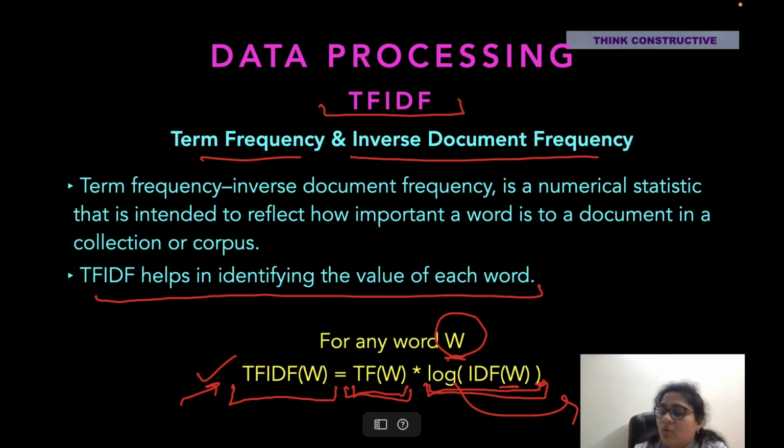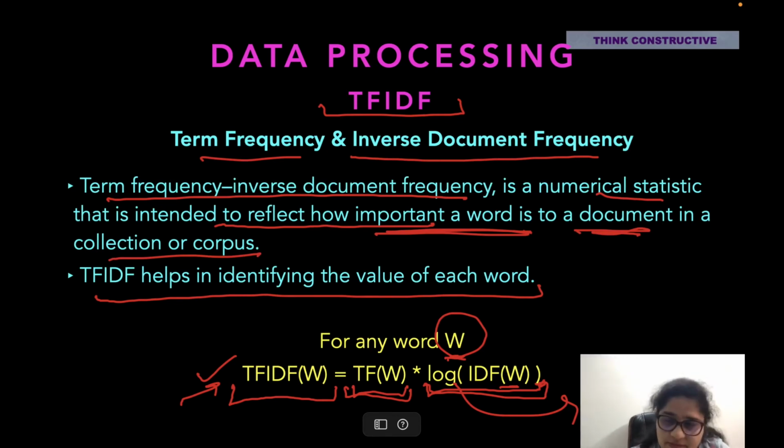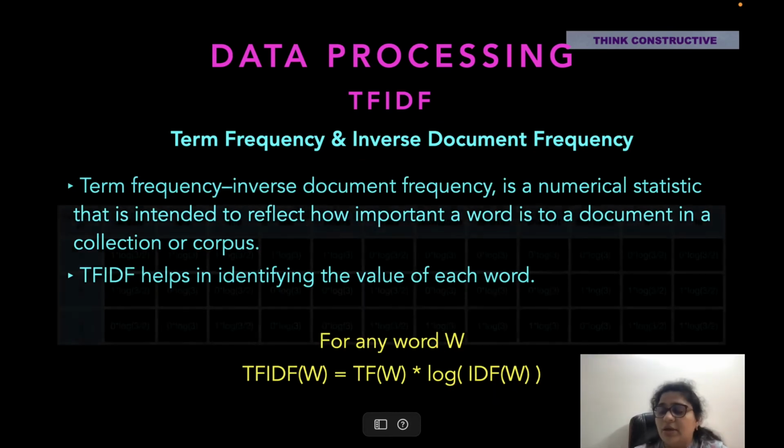And term frequency inverse document frequency, what is it? It is a numerical statistic, right? This is what we are learning till now. It is intended to reflect how important a word is to a document in a collection or corpus. Correct? This is what we have discussed till now. What are we trying to achieve? The weightage or the value of that word for a particular corpus or collection, and it is defined in terms of numbers. Okay? So we'll move now towards the example.